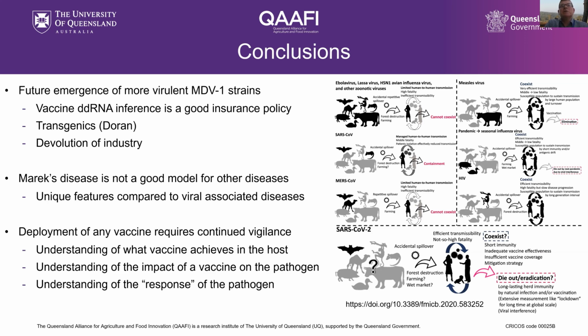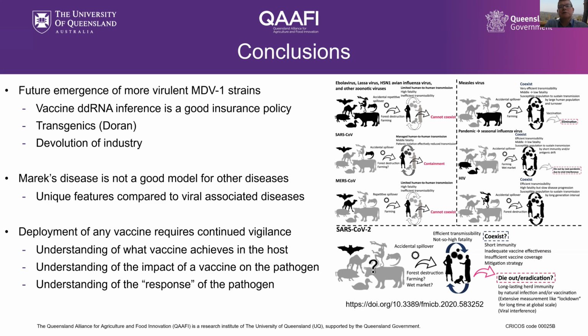So I guess I would contend, contradicting my title, that Marek's is probably not a good model for other diseases in terms of the impacts of vaccinations. As I hope you've got at least one thing from the talk, there's several unique features of this virus compared to other virus associated diseases. But I think what they all do have in common is that when we deploy any vaccine, it requires vigilance. So understanding what we want the vaccine to achieve in the host, understanding what the impact of the vaccine is on the pathogen.